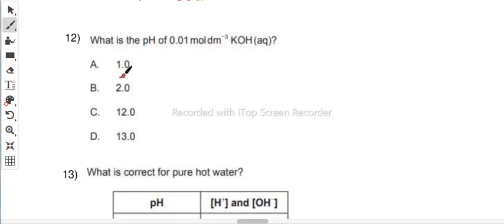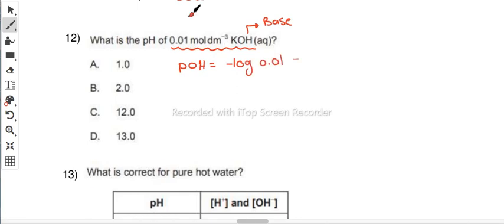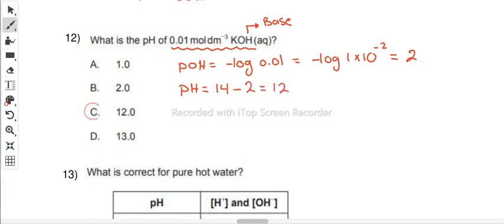Continuing with question number 12. What is the pH of 0.01 molarity KOH? So remember that this is a base. So definitely I'm going to start with the pOH, which is minus log of 0.01, which equals minus log of 1 times 10 to the power of negative 2. So your final answer is 2. Continuing with the pH, which is 14 minus 2, and your final answer is 12. So it's a C answer.